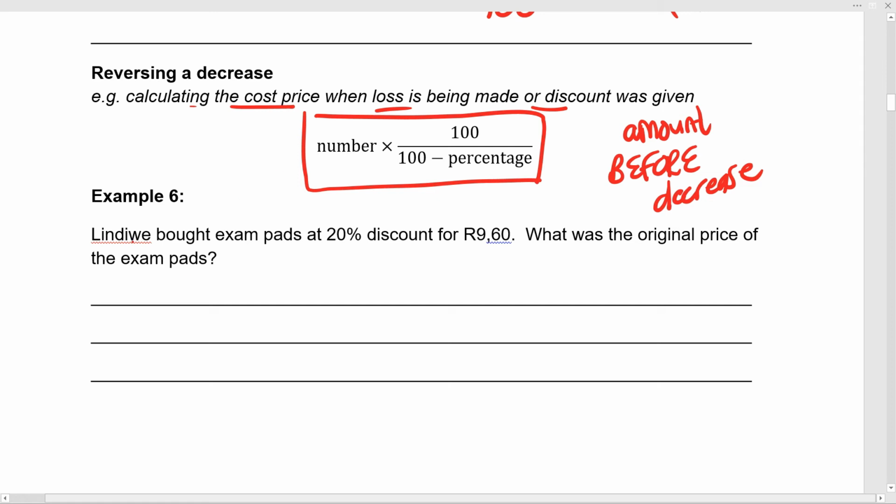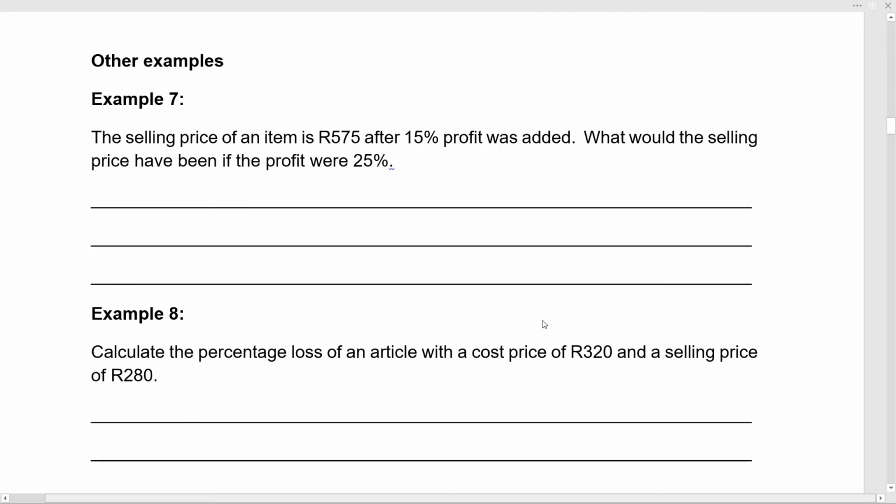Okay. Lindiwe bought exam pads at 20% discount for R9.60. What was the original price of the exam pads? Okay, so I'm going to take my R9.60 and I'm going to multiply by 100 over 100 minus the discount percentage. So that at the bottom is just 80, right? And my answer is 12 Rand. I'm going to finish up with two examples that don't specify which formula to use.